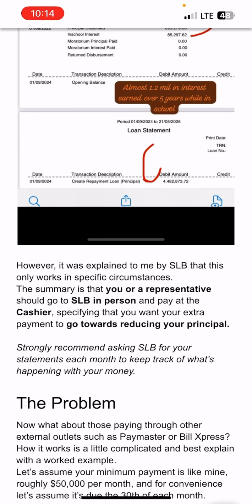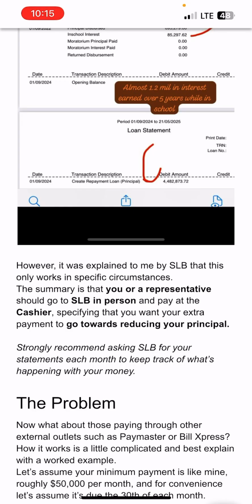So, what causes the problem? How do we fix it? The simple solution to fixing it is, if you're going to pay extra, you go to student loan in person, go to the cashier, and tell them that you want to pay this additional amount towards your principal. So you can pay a minimum amount and the additional amount, and specify that it must go towards your principal. Boom, it works. Problem solved. Everybody can go home. Video done. If only.